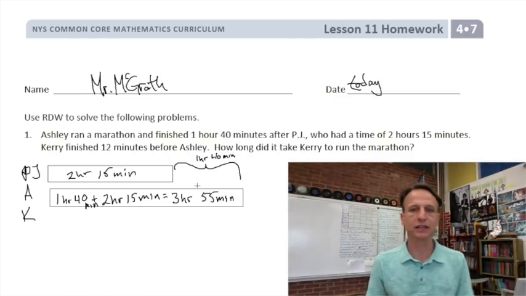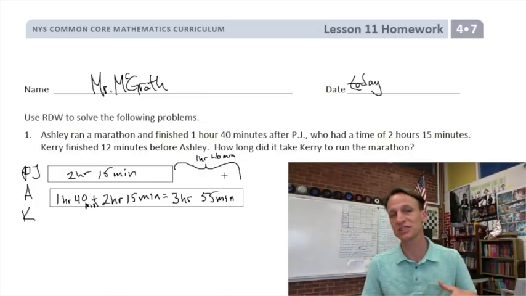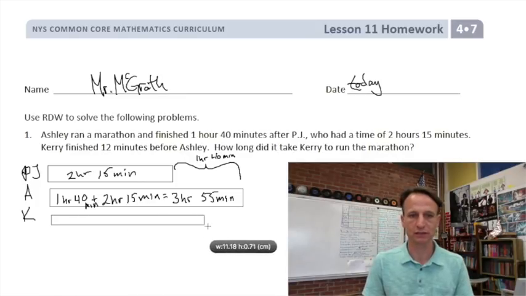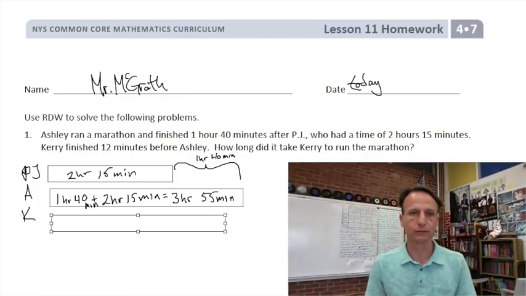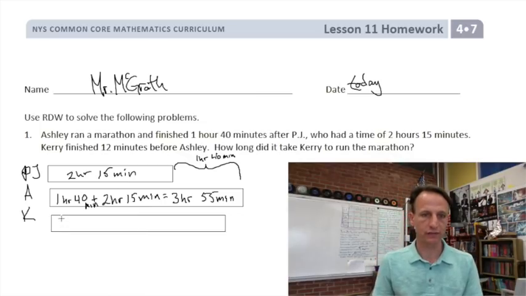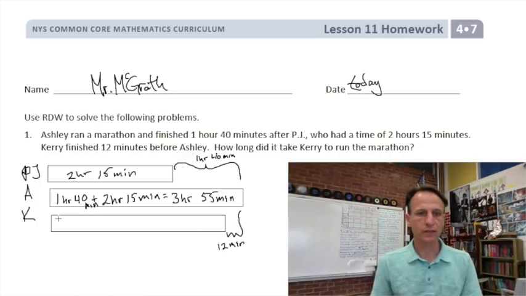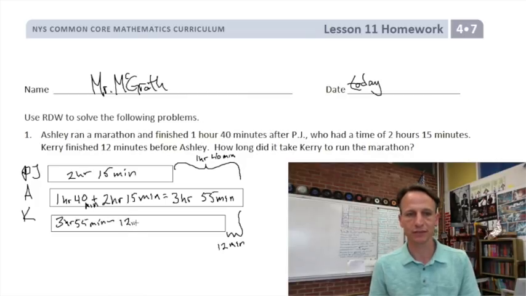Now Carrie, she's 12 minutes before Ashley, so she is less than Ashley. She came in before, so her time is going to be a little shorter, just a little though. Let's do that math too. I'll do a little bracket here as well, so we know this right here is 12 minutes. If we take Ashley's 3 hours 55 minutes and subtract the 12-minute difference, that would give us Carrie's time.